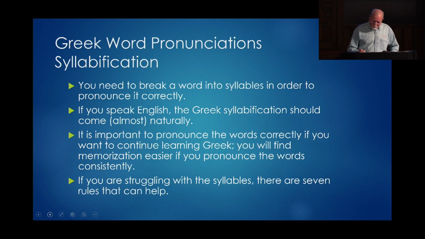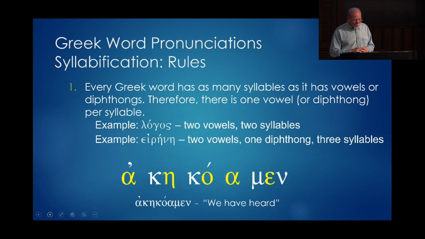So, if you're struggling with syllables, there are 7 rules that can help. The first rule: every Greek word has as many syllables as it has vowels or diphthongs. Therefore, there is 1 vowel or diphthong per syllable. That's pretty easy. So we have logos. We have an omicron, and another omicron. 2 vowels, 2 syllables. Logos. Word.